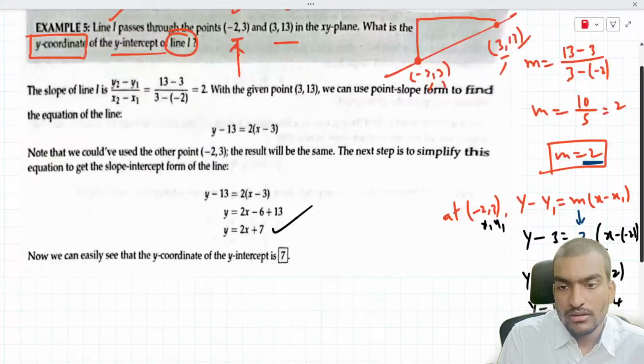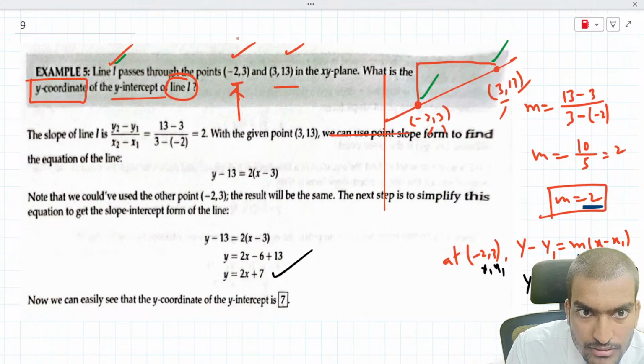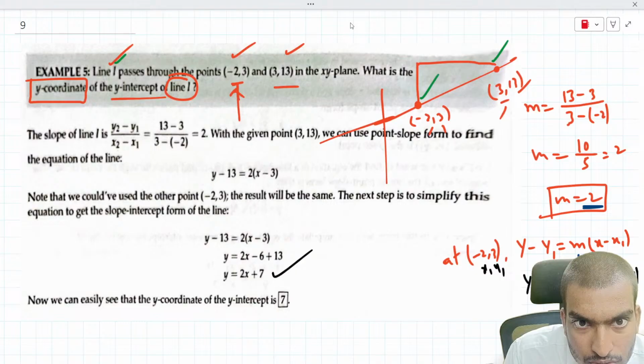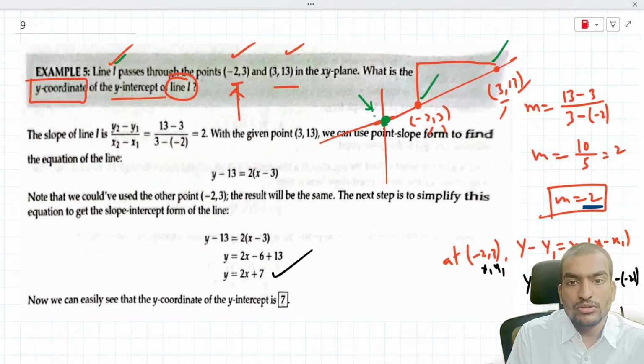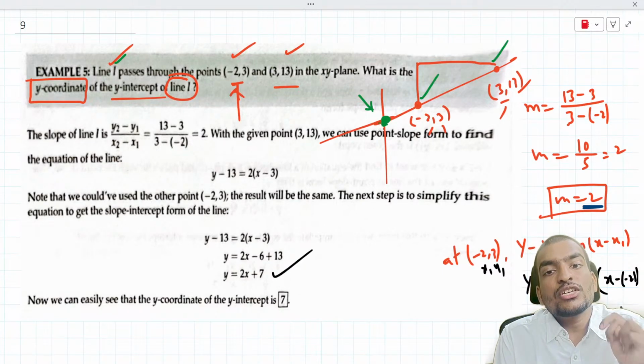We found this equation because we need the y intercept of that line. This line is passing through these 2 points, and the same line is passing through the y-intercept. What is the y-intercept it is passing through? That is the question. So to find the y-intercept, you need to know the line.